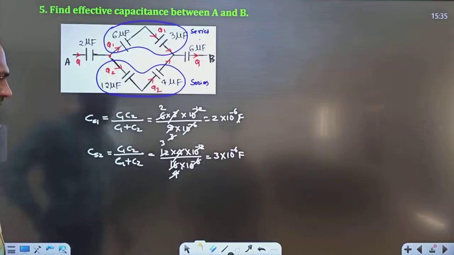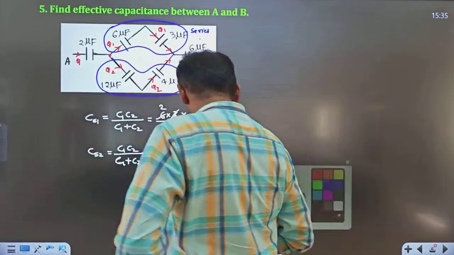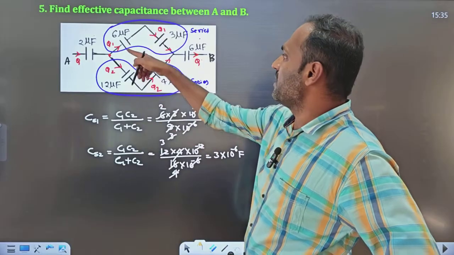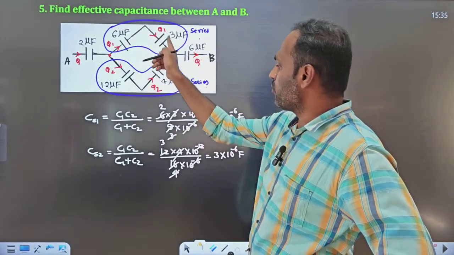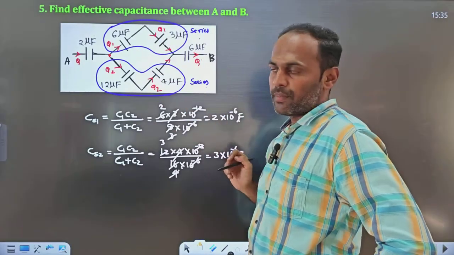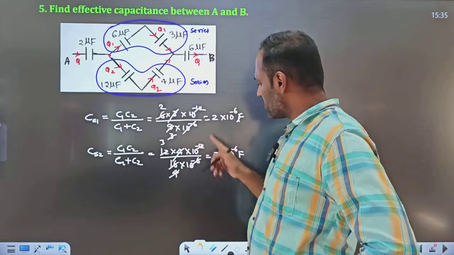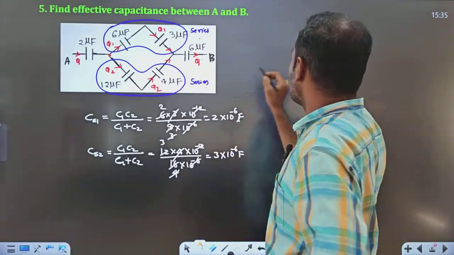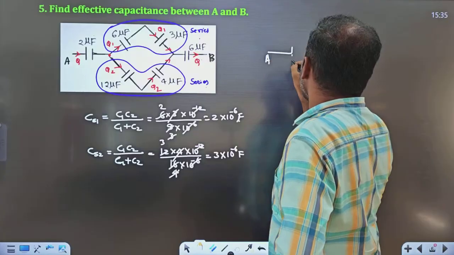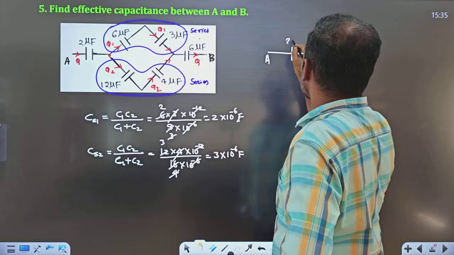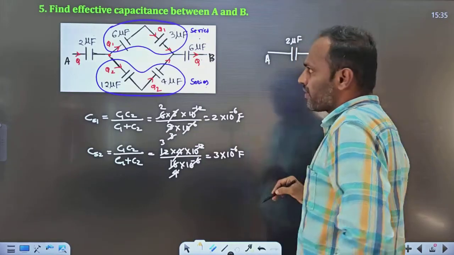Correct? Now look at this circuit. What you have to do is simplify it. These both are in series. The effective capacitance of these two came to 2 microfarad. The effective capacitance of these two came to 3 microfarad. So, this is point A and this capacitor is of 2 microfarad. This capacitor is of 2 microfarad.